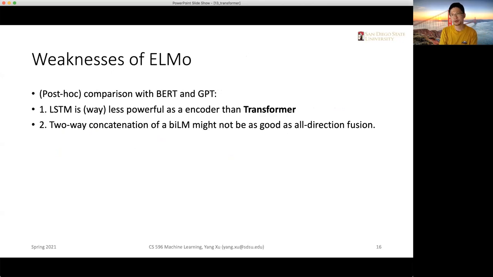The weakness of ELMo, compared to the models that came out in the same year, like BERT and GPT, is also very obvious. First of all, the LSTM is way less powerful as an encoder than transformers. It uses much fewer parameters. And also the two-way concatenation of the bidirectional language model might not be as good as an all-directional fusion. So that's why people developed much more complex models like transformers.